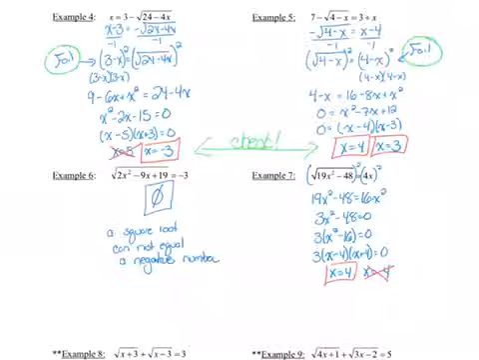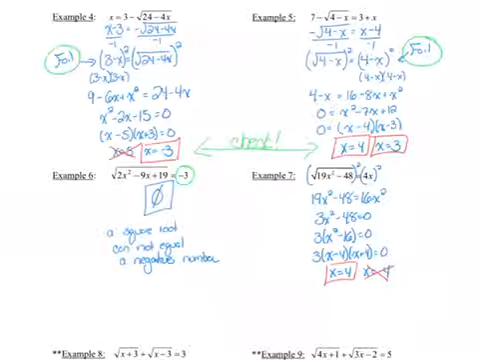For example 6, I'm hoping that you guys did not do too much work for this problem. If you notice, the square root is already isolated, so you didn't have to do work for that. But if you also noticed, you see how that square root is equal to a negative 3. So like we talked about on the front page, when it's equal to a negative, there's no solution to this because a square root can't equal a negative number.